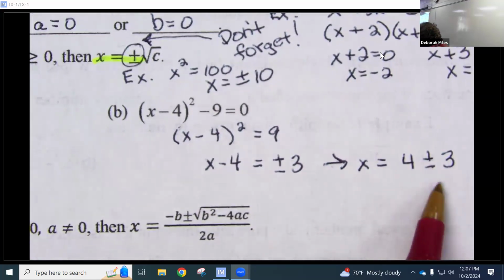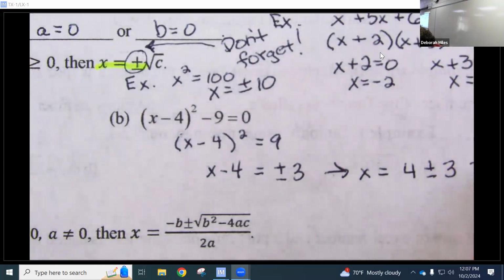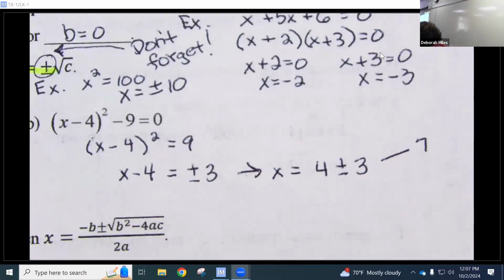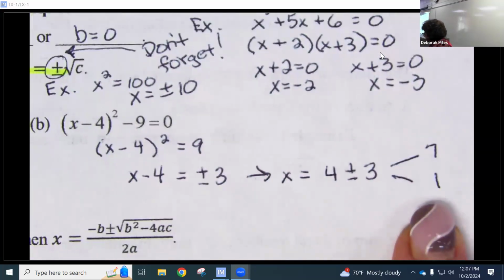And don't leave that as your answer either, because you can simplify it further. 4 plus 3 is 7, and 4 minus 3 is 1. So those are your two answers.